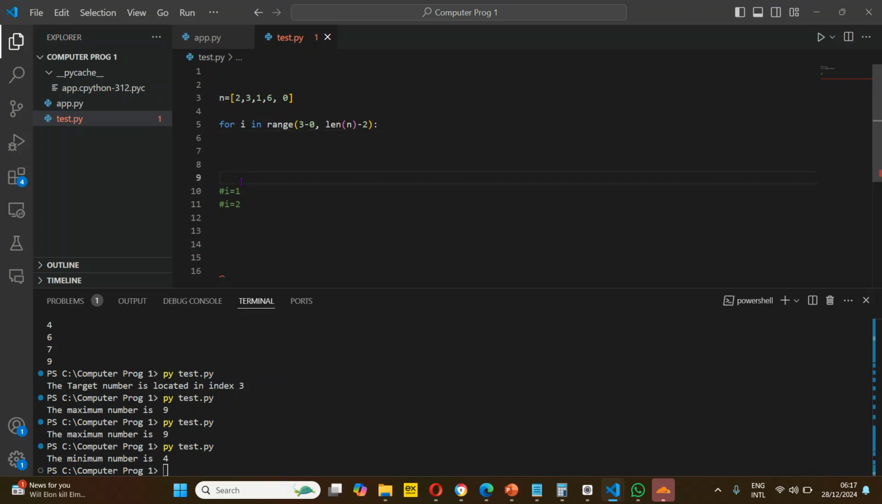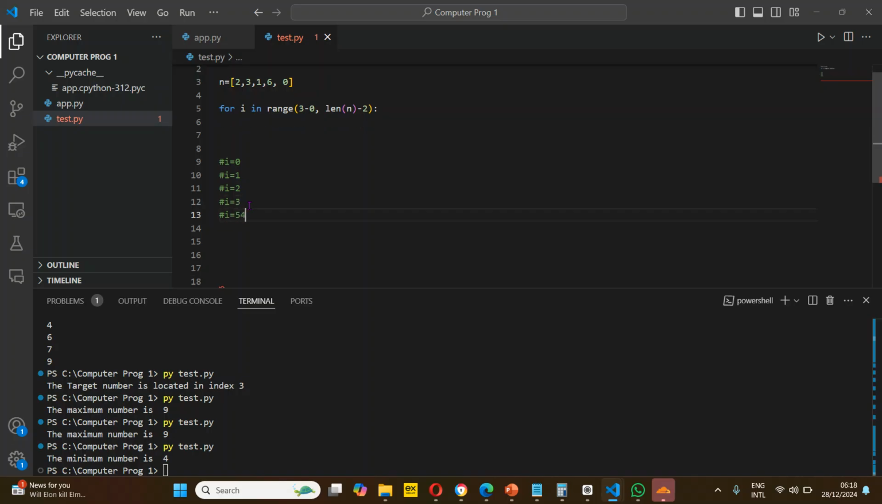So now let's analyze this together. By default, we have i equal to 0, i equal to 1, i equal to 2, i equal to 3, up to i equal to 4 by default, which is 1, 2, 3, 4, 5. So now we have 5 iterations.